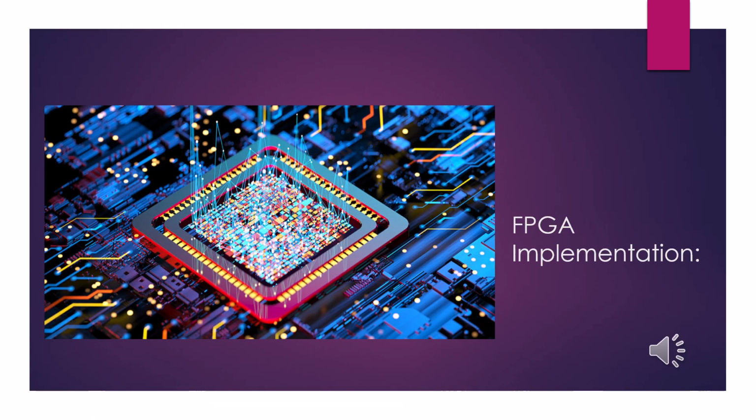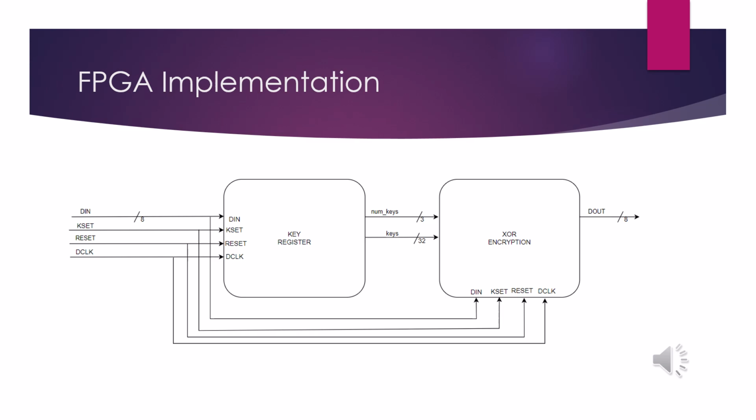Now that we have looked at the software implementation, let's see how the hardware performs. So, for our FPGA implementation, we defined 2 top-level modules, with the first one being a key register and the second one being the XOR encryption module. The key register module makes use of 4 input lines, with the first one being an 8-bit input wire DN. This is where our keys are set.